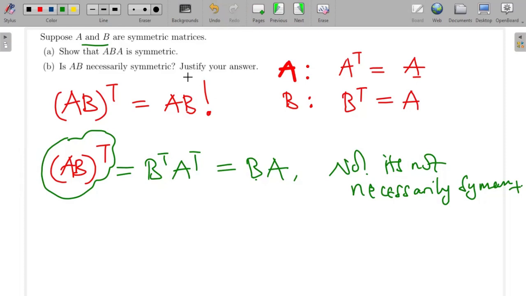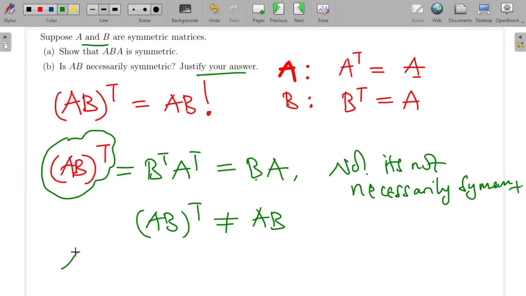Then they're saying justify your answer now. So we can easily justify there. We can see that the transpose of AB is not equal to AB. Instead, it's equal to BA. So it's not necessarily symmetric. But this can be symmetric, it can actually be symmetric under a certain condition.